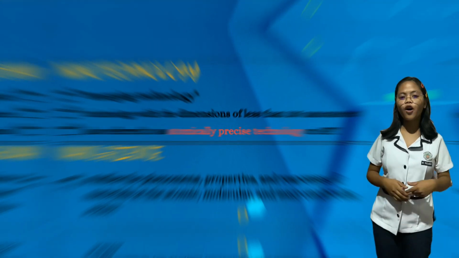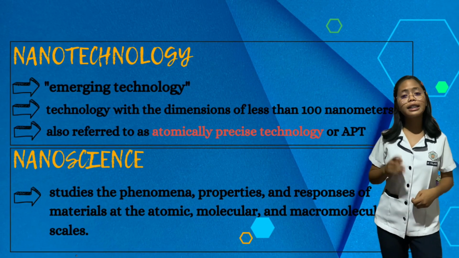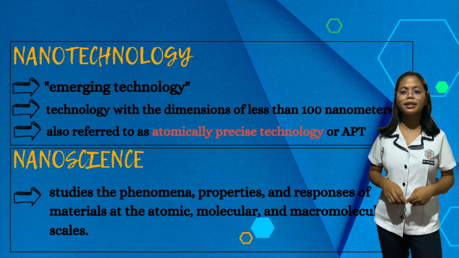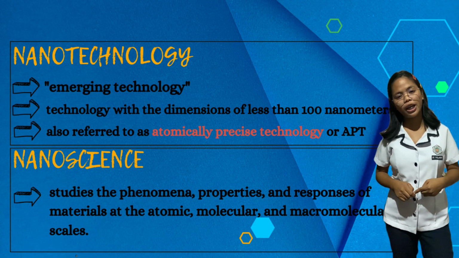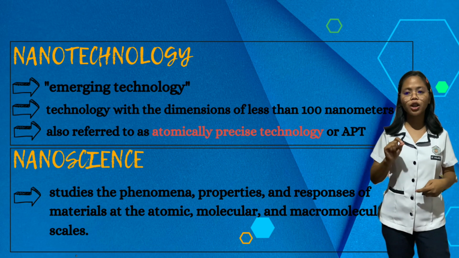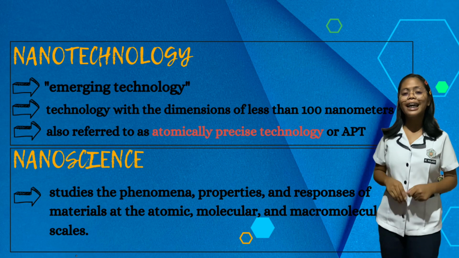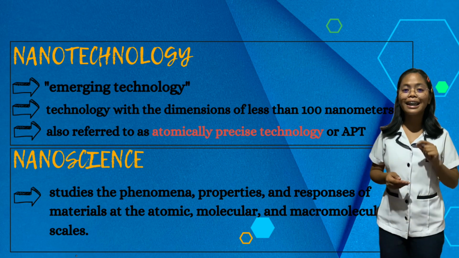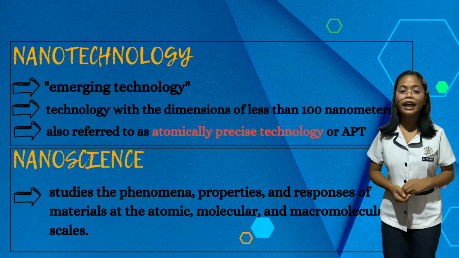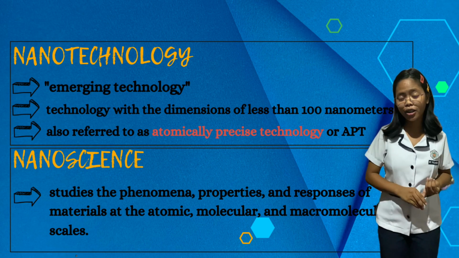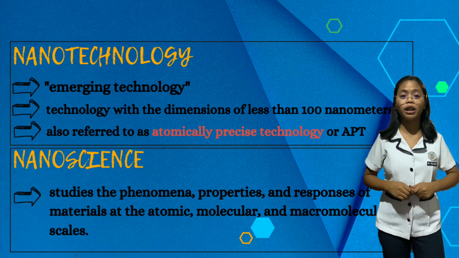So let's now move on to nanotechnology and nanoscience. Nanotechnology, it is emerging technology. It is technology with the dimensions of less than 100 nanometers. It is also referred to as atomically precise technology, or APT. Nanotechnology, it is like working with really tiny building blocks, or atoms or molecules. Nanotechnology is to create or to build new devices or new materials with special properties.